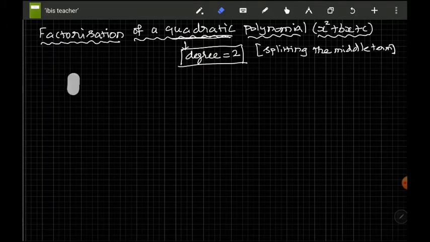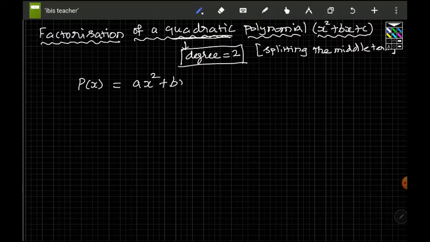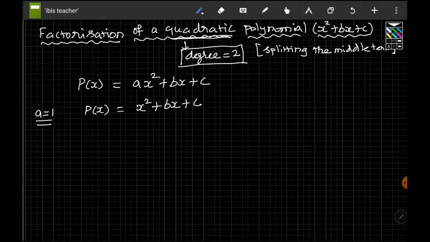But what is the general form of a quadratic polynomial? The general form of a quadratic polynomial is ax square plus bx plus c. Here c is the constant, b is the coefficient of x and a is the coefficient of x square. Suppose the coefficient of x square, a, is equal to 1, what will happen to the form? A is 1, right? 1 into x square is x square plus bx plus c. So we are going to factorize this form x square plus bx plus c.